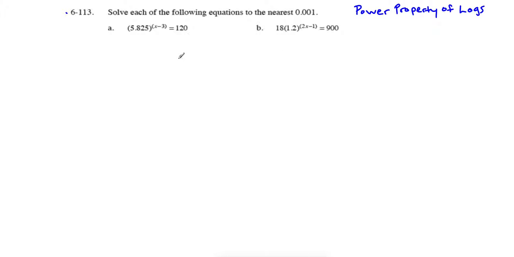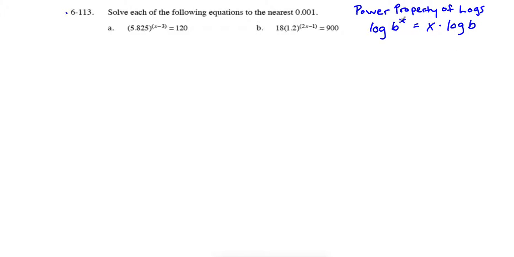Before we get into solving this problem, I just want to point out we're going to be using the power property of logs, or logarithms. I want to recap what that is, in case you don't know or you forgot already. If we take the log, base b, of something raised to the power of x, that's going to be equal to taking that exponent out in front and multiplying it by the log of that base, or whatever that number was.